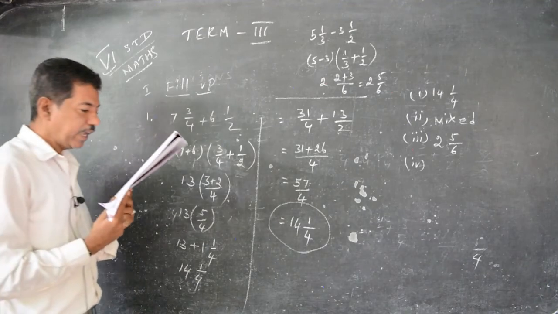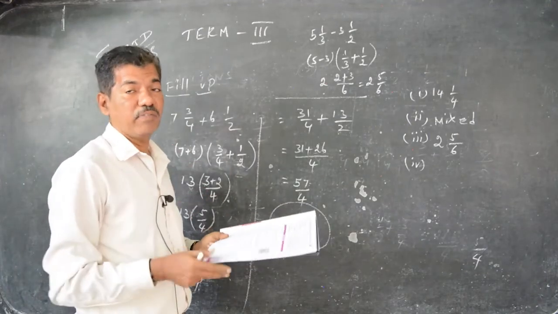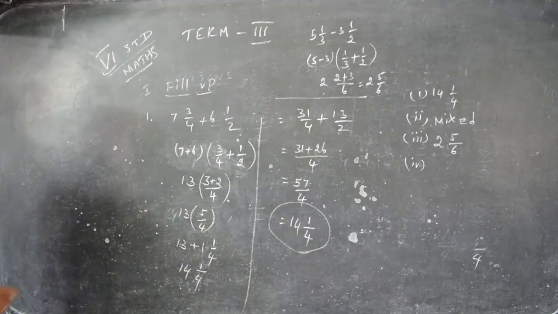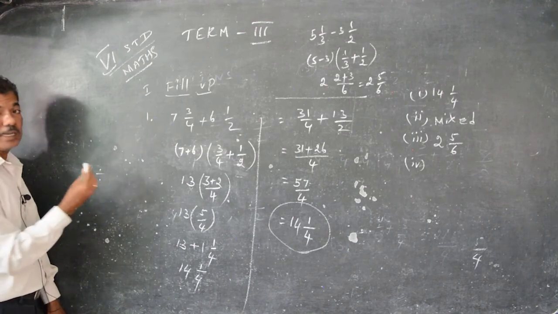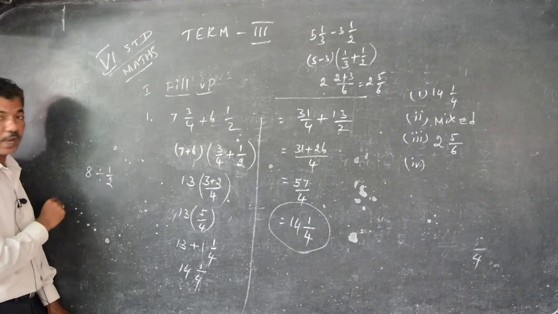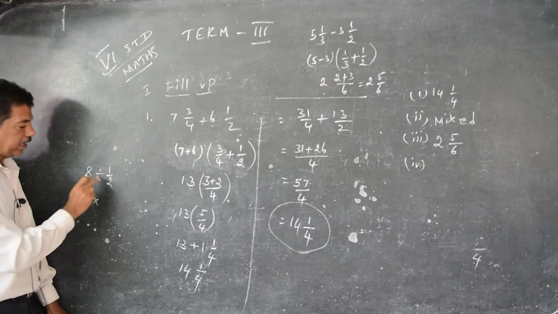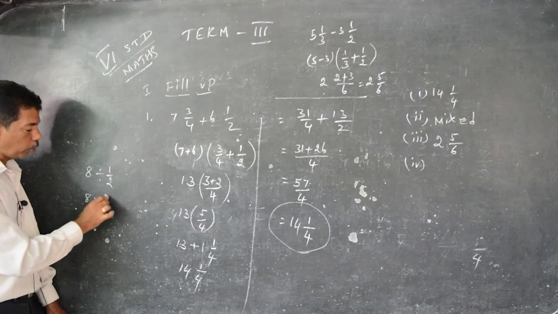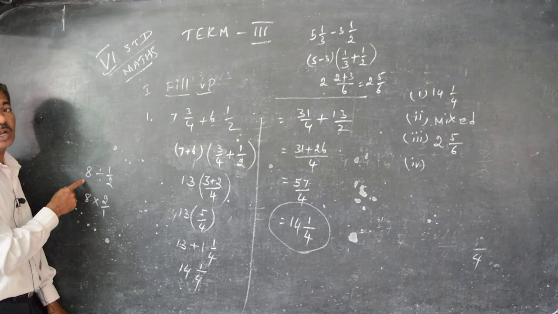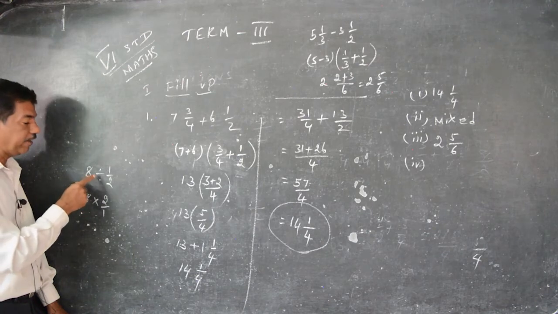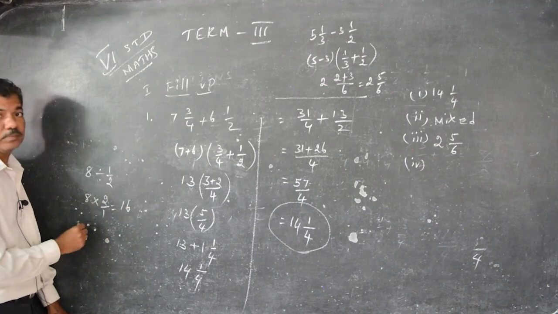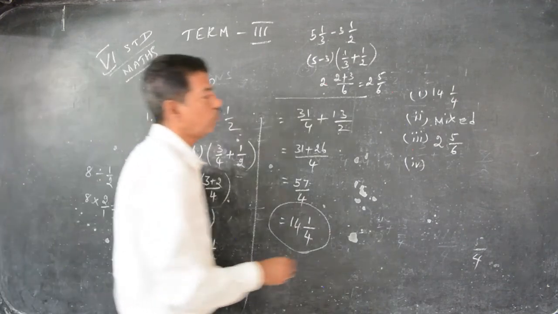Next, fourth one. 8 divided by half. When you divide by a half, the divide symbol changes to multiply and the half is turned upside down. We call this a reciprocal. So 8 divided by half is 8 into 2 by 1. 8 2s are 16. So, 16 is the answer for the fourth one.